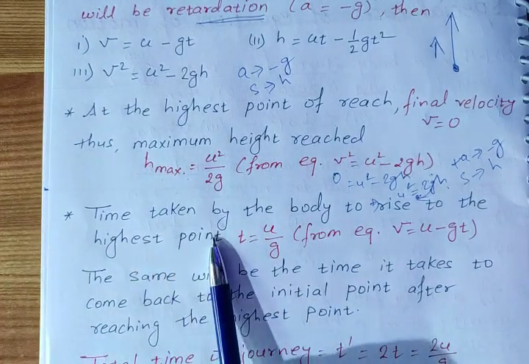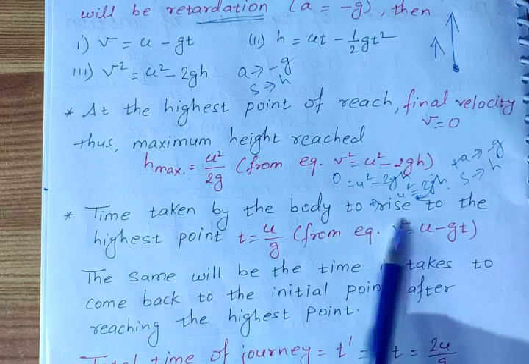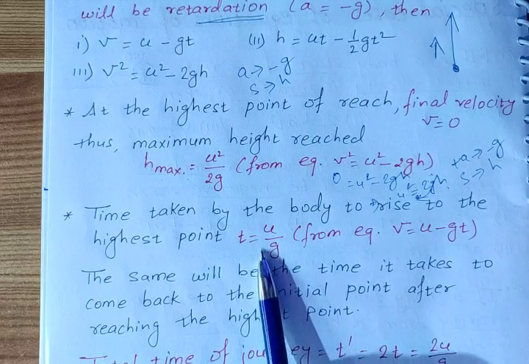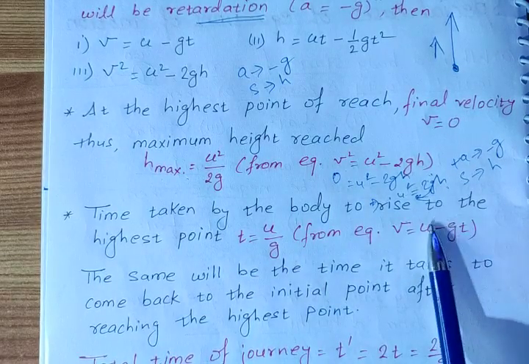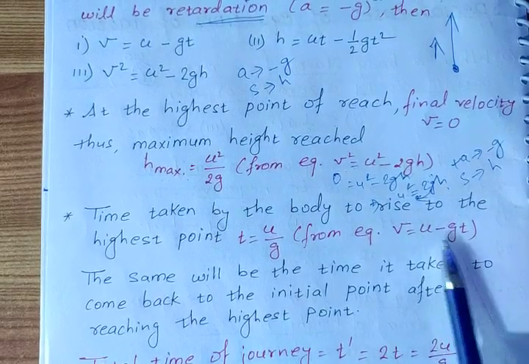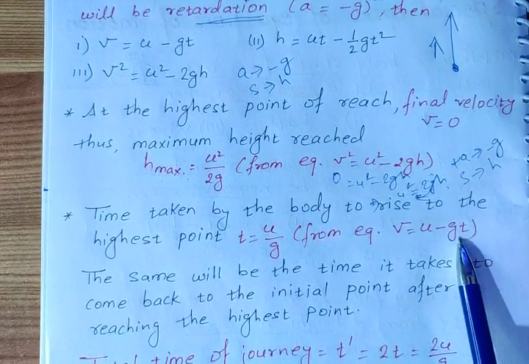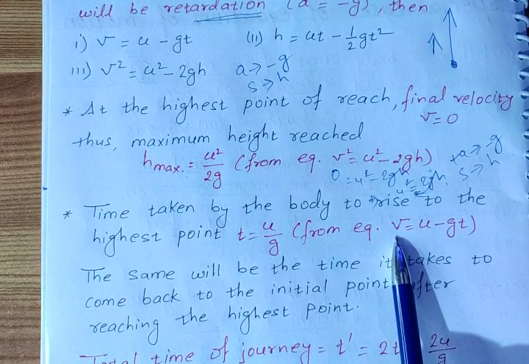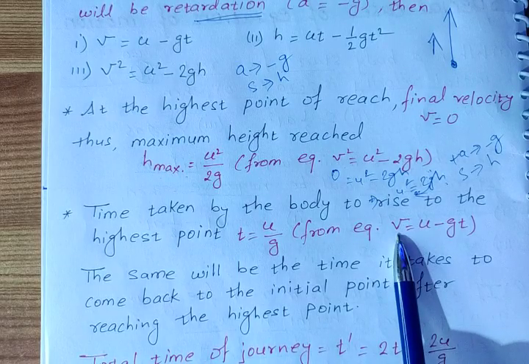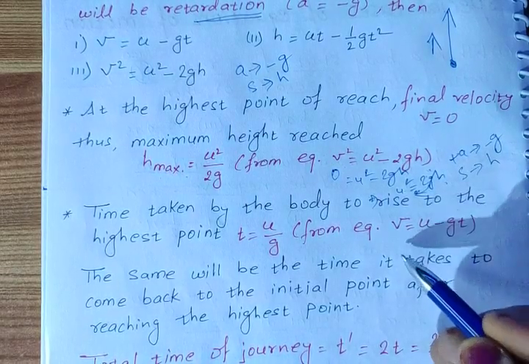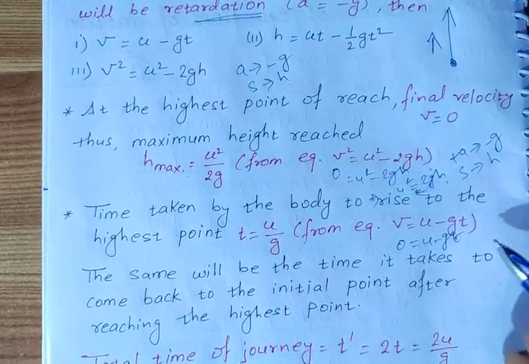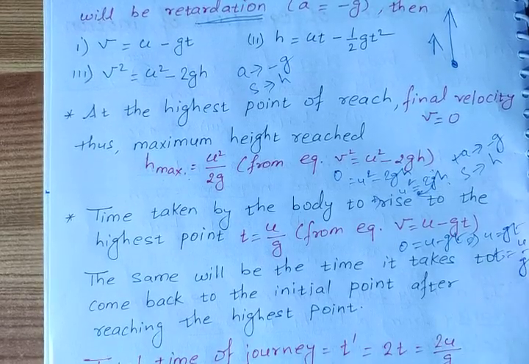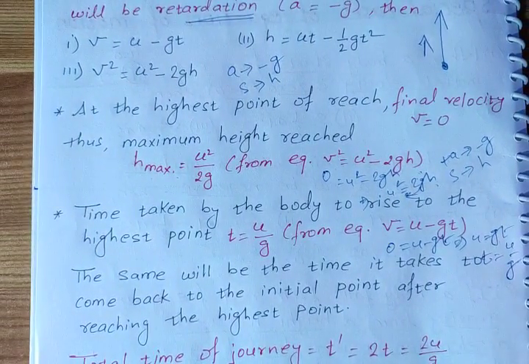Okay, so next, time taken by body to reach the highest point. How much time taken by body to reach the highest point? T is equal to u by g. This one also we can get from the equation v is equal to u minus gt. How? Because at maximum height the final velocity is 0, so v is 0. So 0 is equal to u minus gt, means u is equal to gt. So t is equal to u by g.